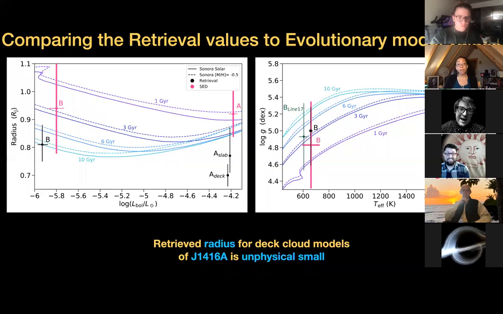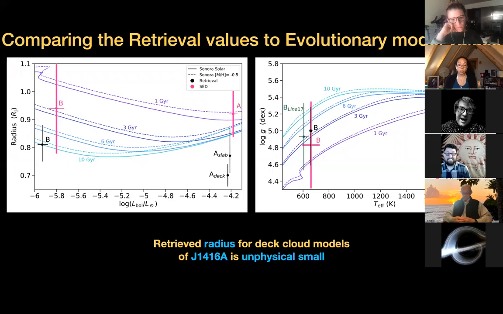And what stands out is for 1416A, only the slab value agrees with the SED. The deck value does not at all. It gives us this very small unphysical radius. And this is coming from how we're trying to fit our radius in our retrieval. And it's coming from trying to scale the scale factor, which is R squared over D squared. This has been seen before.